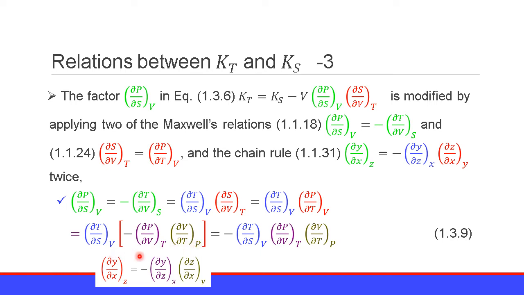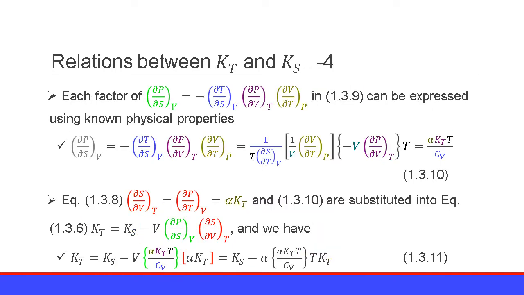Then this green term, the green factor, becomes minus ∂T/∂S at V times ∂P/∂V at T times ∂V/∂T at P. Equation 1.3.9. Each factor of the ∂P/∂S at V can be expressed using measurable physical properties.